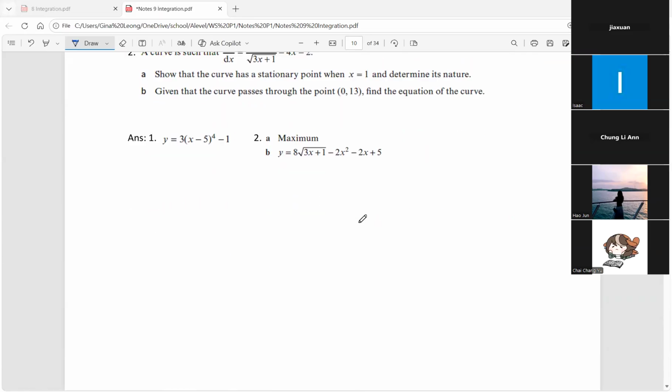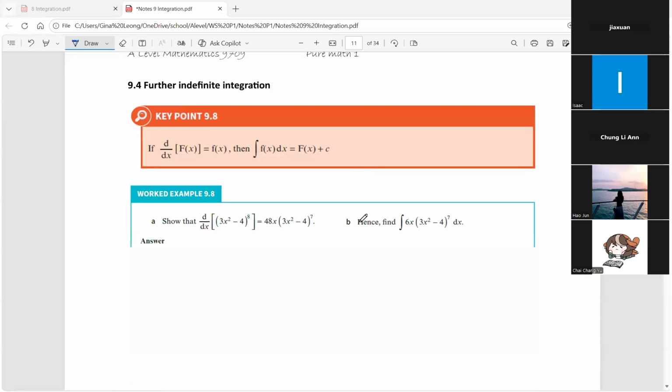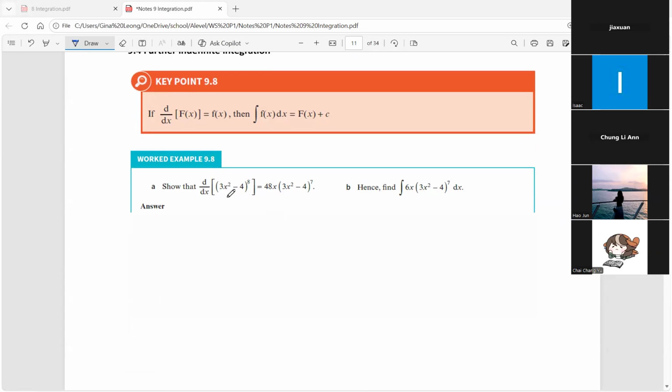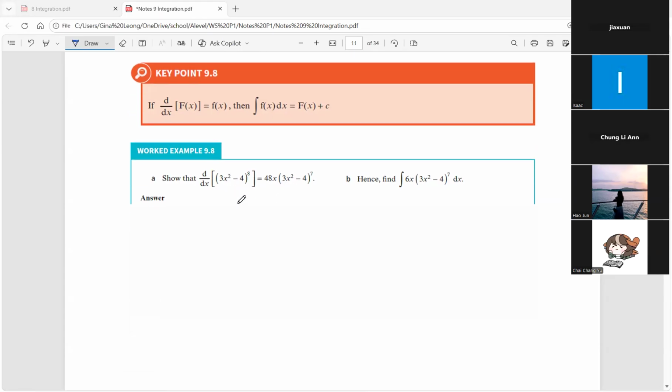Then we move to this one. This one is further indefinite integration. Usually they will ask you to show something, and after that you need to use what you get from the dy dx to do part B. Parts A and B are usually related, so integration and differentiation you cannot separate. If you look at the past year papers, usually they are in one question.